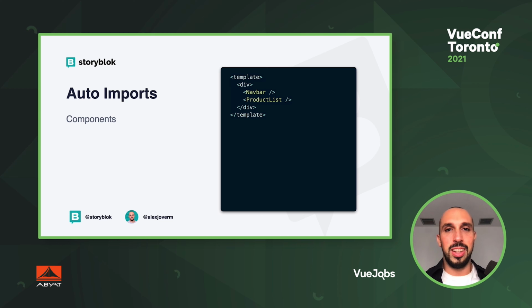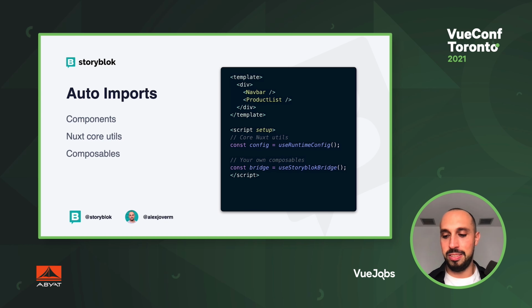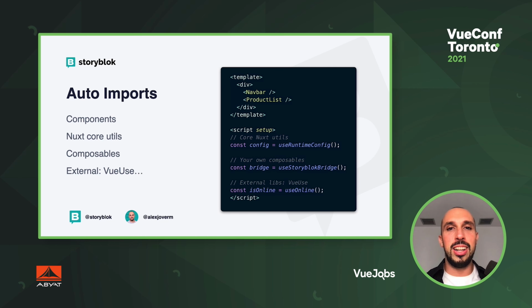If you had used Nuxt 2, you could remember that you could auto-import components, so you don't have to do it manually in the script tag, not in the script setup. Now you can do it as well with Nuxt core utils, like this useRuntimeConfig. You can do it with your own composables that I will show you later. And you can literally import the whole Vue use functions and other external libraries straight away. An extra point for Nuxt 3 is that you don't need to import and register plugins like you used to have to do in Nuxt 2 in the Nuxt config.